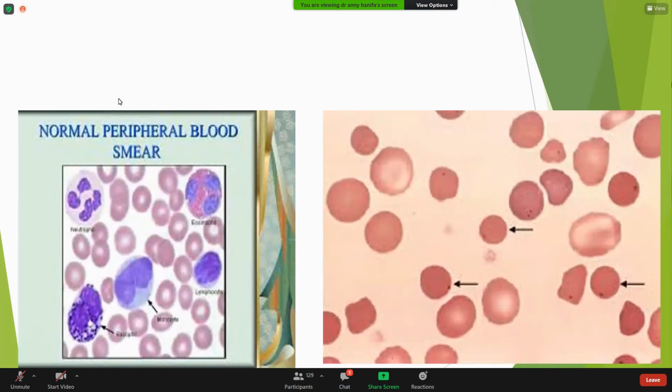Now, this is the normal peripheral blood smear in which these are the biconcave red cells with central pallor. These are the normal red cells, and they have a central pallor, which means they are biconcave. Now how will the spherocytes look? Because of the loss of biconcavity, the central pallor is lost. And these are the spherocytic red cells. So this is the difference. These are the spherocytes that are seen in HS.